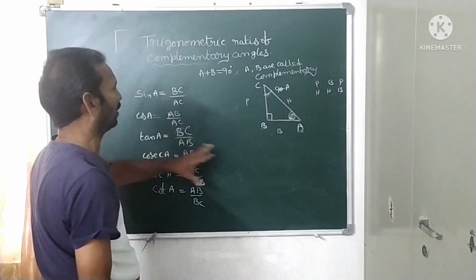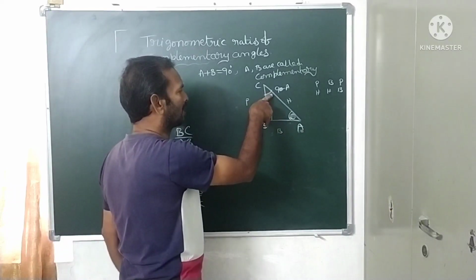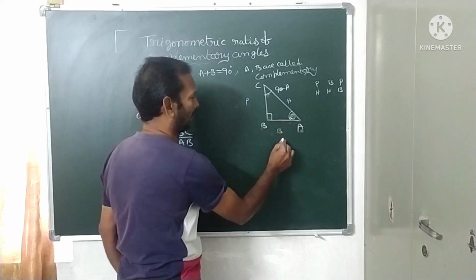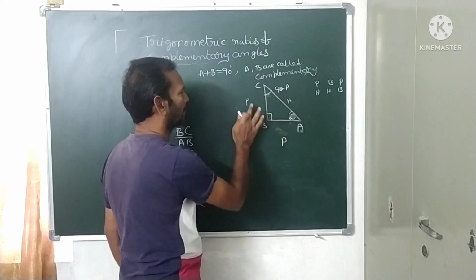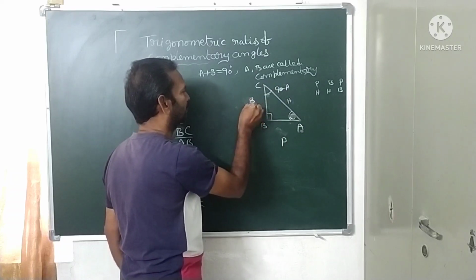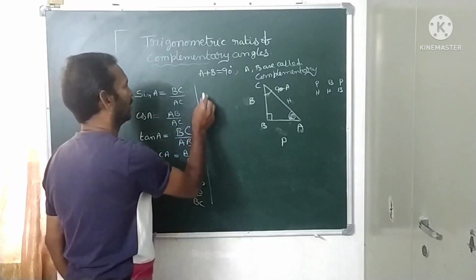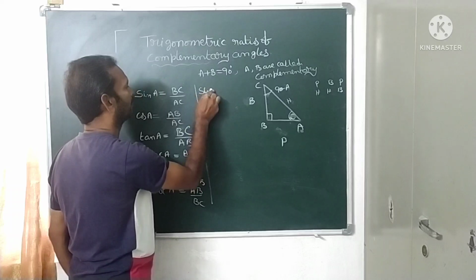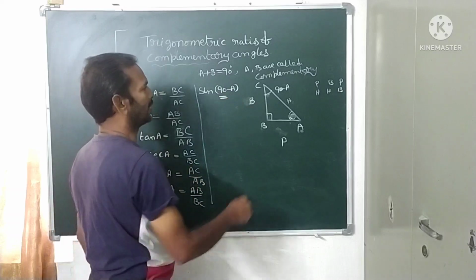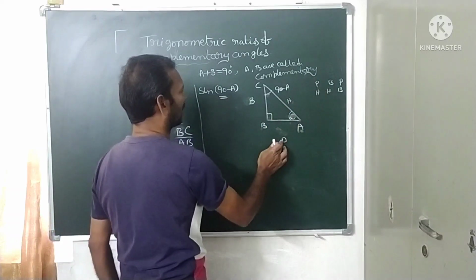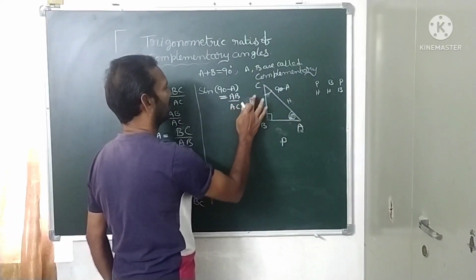Okay children, these are from A you observe. Now from C you observe. C observe means this is perpendicular, this is base. Hypotenuse is always this only. Now sine of 90 minus A. See, sine means what? Perpendicular by hypotenuse. Perpendicular is AB, by hypotenuse AC. This base take here.